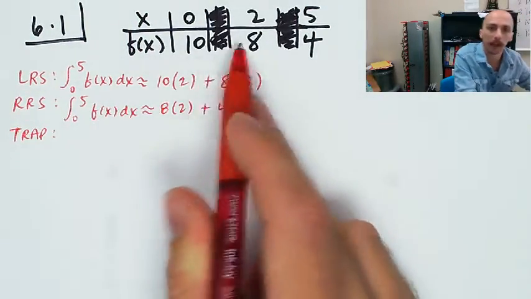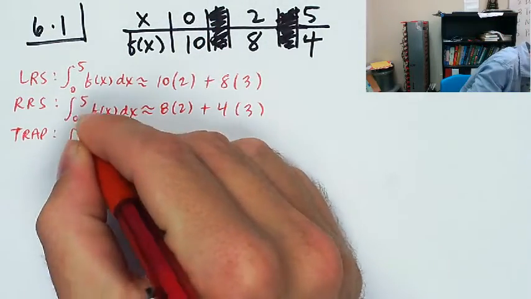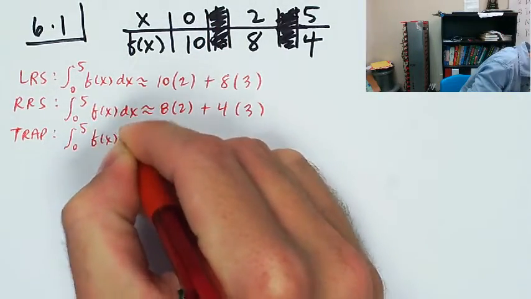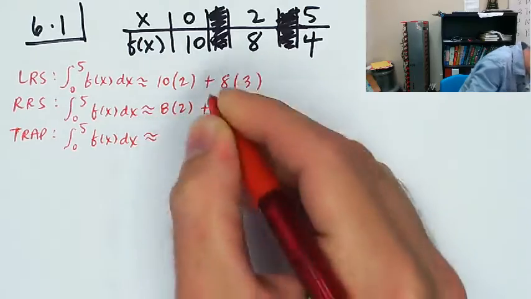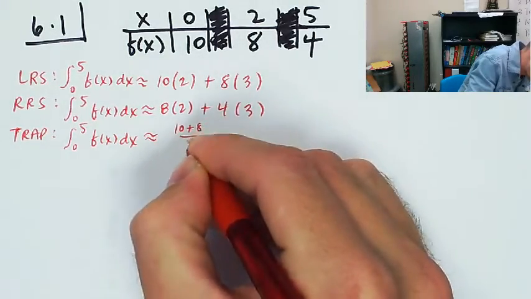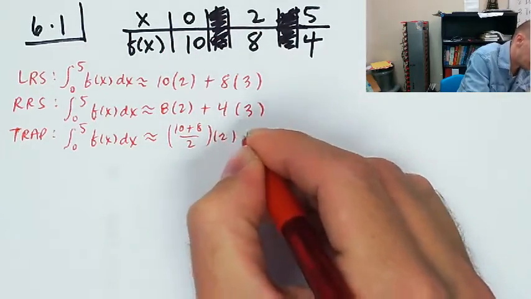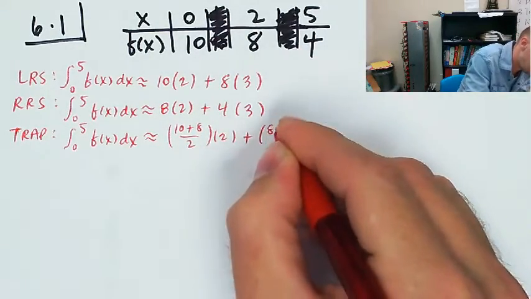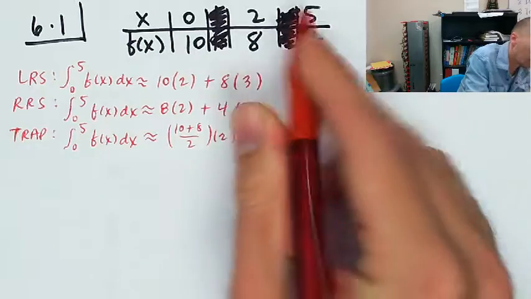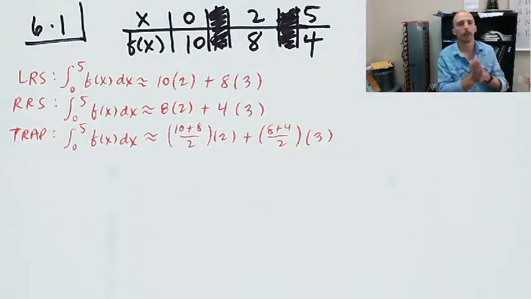Okay, a trapezoidal sum would be where we're going to average the heights and multiply by the width. So I'm going to average 10 and 8 and multiply by the width, and that would be 2. Then I'm going to average 8 and 4 and multiply by the width, which is looking like 3. Okay? So that's how we're taking Riemann sums.